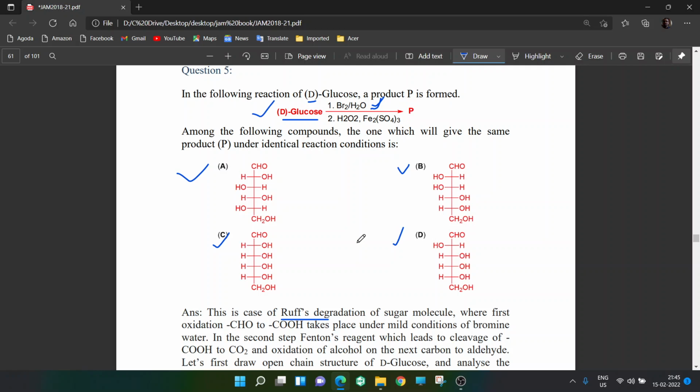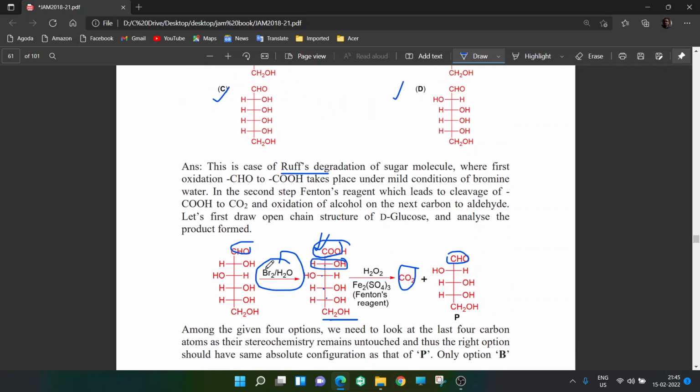So it says, among these molecules, which of them give the same product that glucose gives by Ruff's degradation? So very clearly, when glucose underwent Ruff's degradation, it gave this product. What is the product? From glucose, remove this first CHO because that gets oxidized to COOH and then CO2 is lost. The second becomes CHO. So here also stereochemistry is lost. So what you have to look at is 1, 2, 3. The 3 carbons' stereochemistry has to be retained.